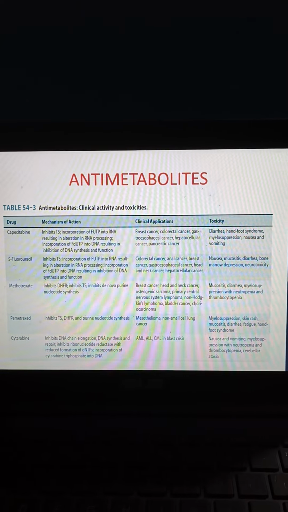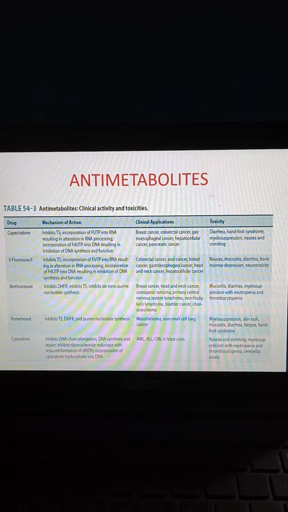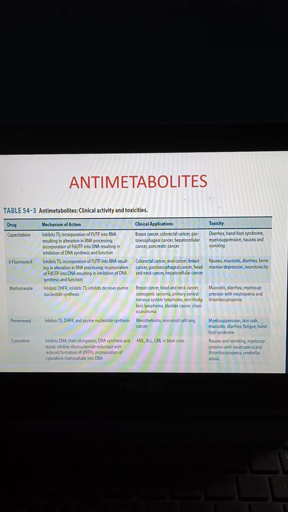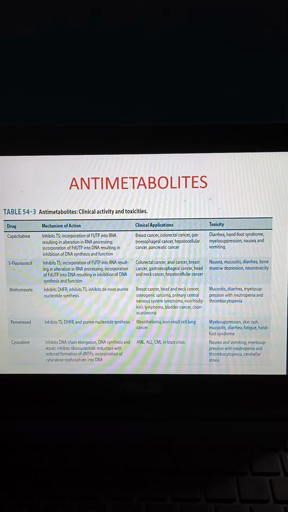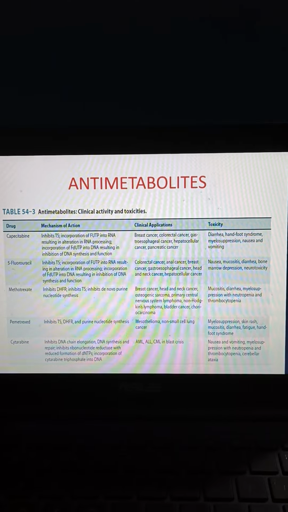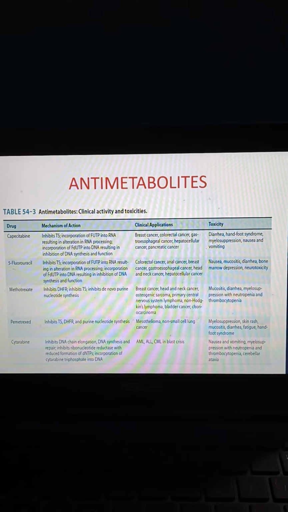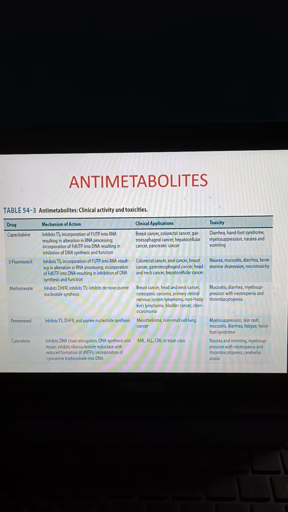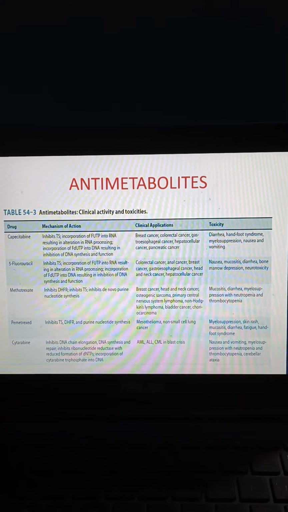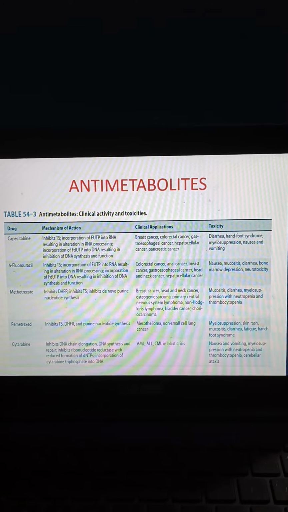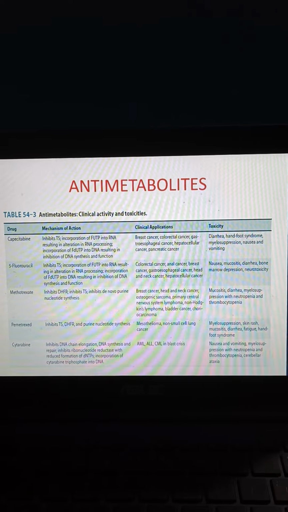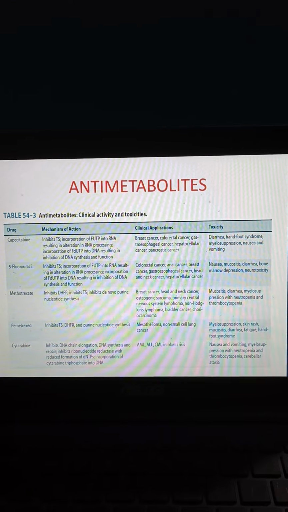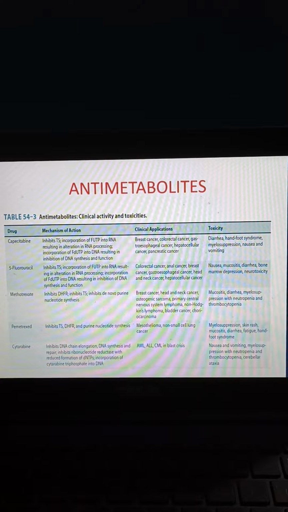Then coming to pemetrexed. Pemetrexed inhibits the thymidylate synthase TS, DHFR, dihydrofolate reductase, and purine nucleotide synthesis. Clinical application of pemetrexed: mesothelioma, non-small cell lung cancer. Then coming to toxicity of pemetrexed: myelosuppression, skin rash, mucositis, diarrhea, fatigue, and hand-foot syndrome can occur.